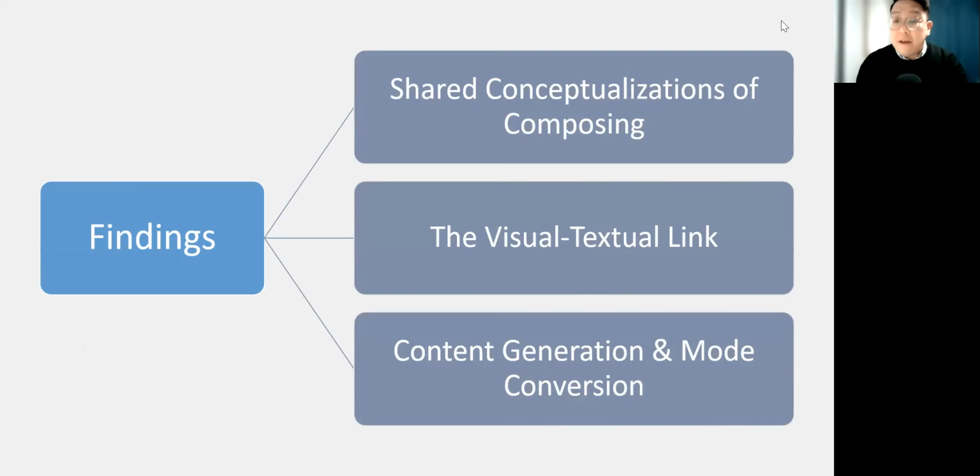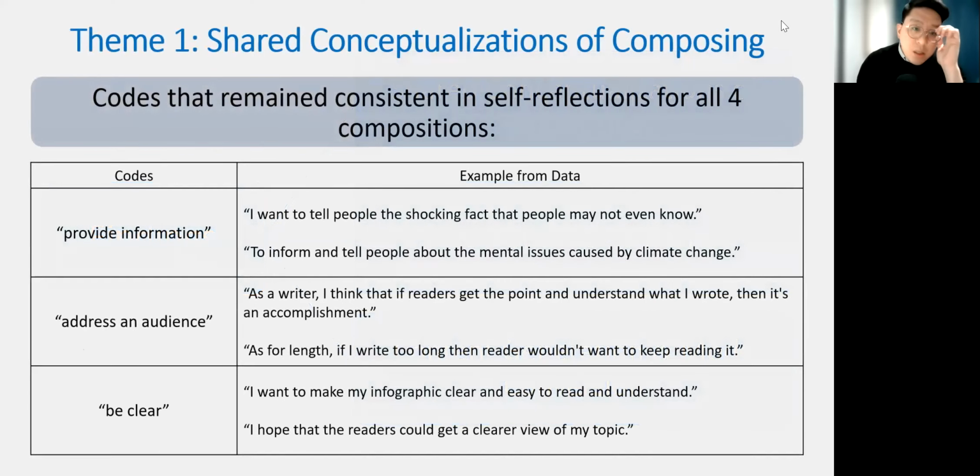All right, so I'm going to divide my findings into these three themes, and I'll go over each one individually. So the first one is about shared conceptualizations, and basically these are codes that I found in the student reflections that were universal across and shared across all four compositions. If you look at the codes here, these were the most common ones, which was to provide information, address an audience, and to be clear.